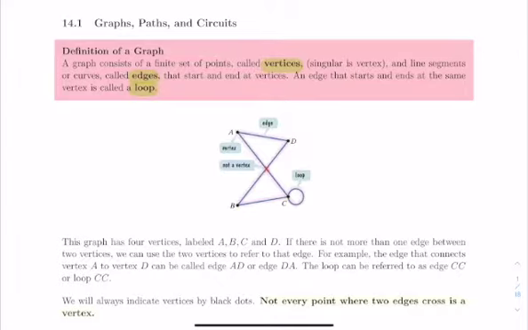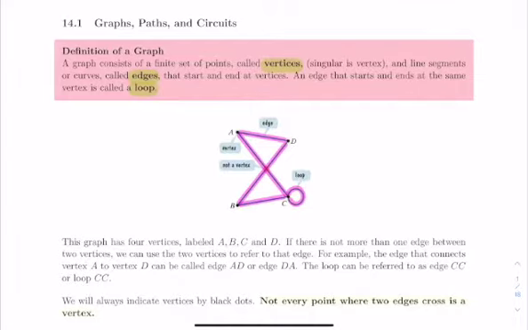So we have an edge between A and C, we have an edge between A and D, we have an edge between B and D, and we have an edge between B and C. We also have an edge, which is a loop, with C and C because it starts and ends in the same spot.